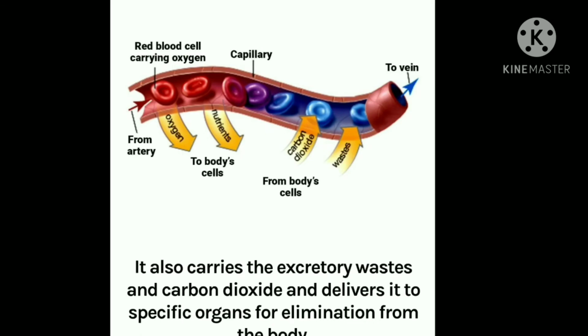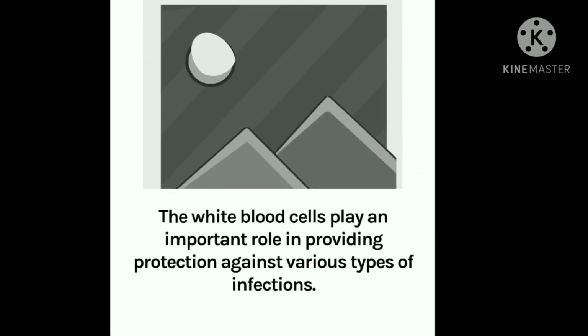It also carries the excretory waste and carbon dioxide and delivers them to specific organs for elimination from the body. As we have seen, the carbon dioxide is released in the lungs. The poisonous or excretory waste is released in the kidney. In this way, the blood carries the excretory waste as well as the carbon dioxide and delivers them to the appropriate organ for elimination from the body.